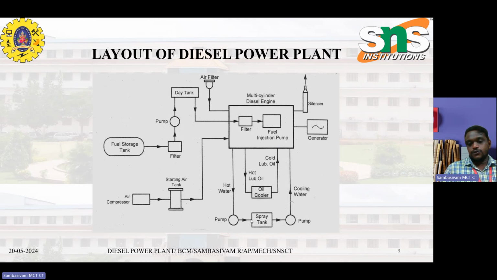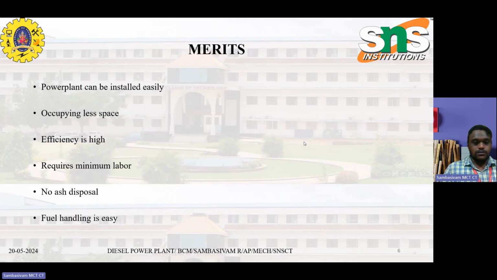Similarly, the hot water is transferred to a spray tank with the help of two pumps, one for taking hot water and releasing cool water into the multi-cylinder engine, where the exhaust is transferred to a silencer. Similarly, the generator is used to store the power generated through this.